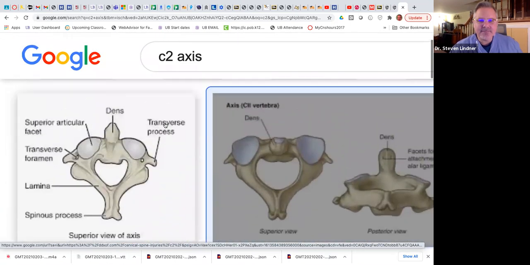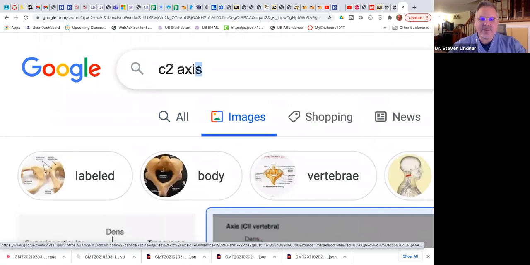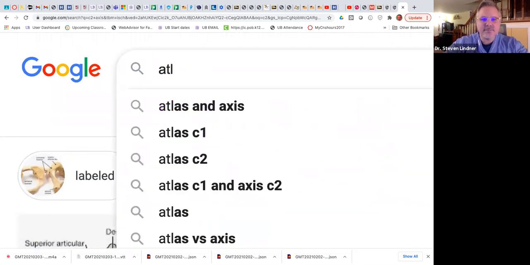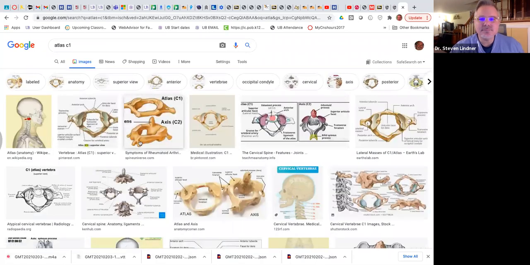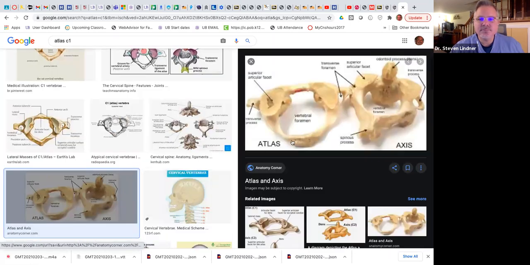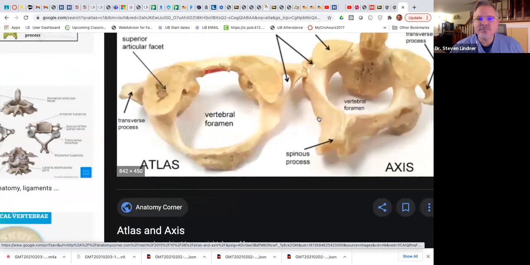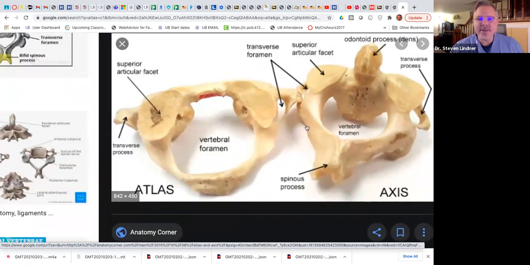If we look at, let's bring in atlas, C1, and we compare, they both have a vertebral foramen. Notice how C2 has a spinous process; that's your axis. C1 does not. There's no vertebral body, none. There's just an anterior arch, posterior arch, superior articulating process, and transverse foramen.